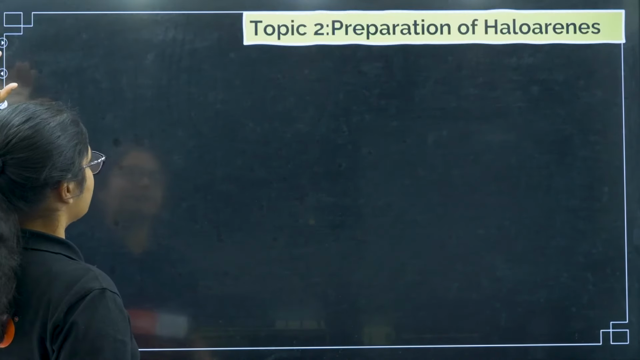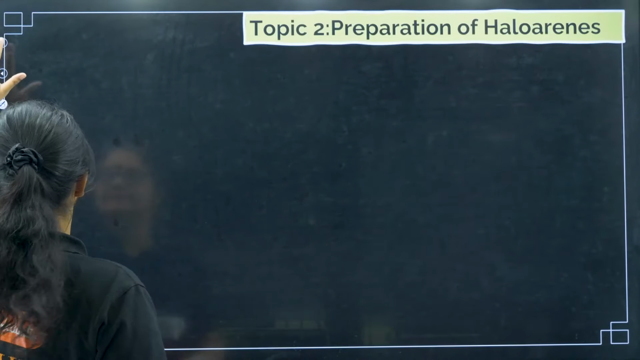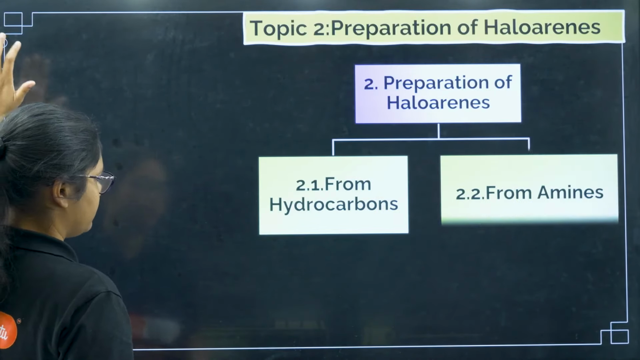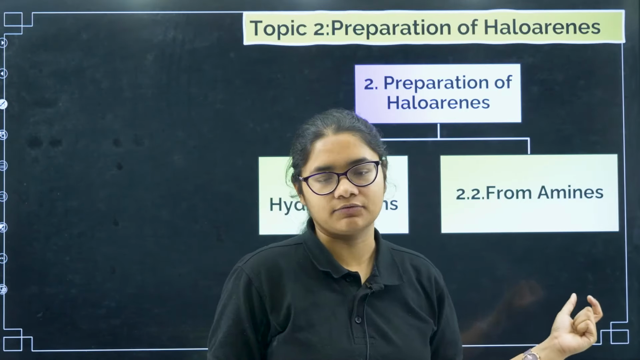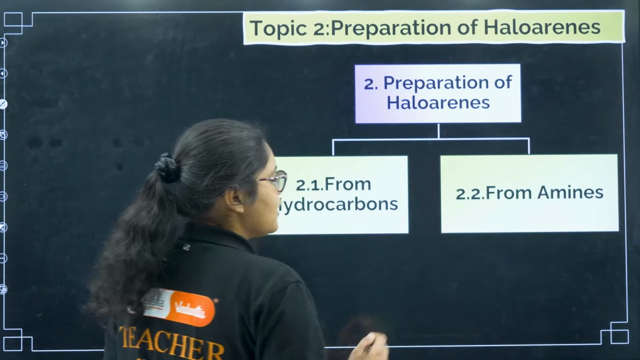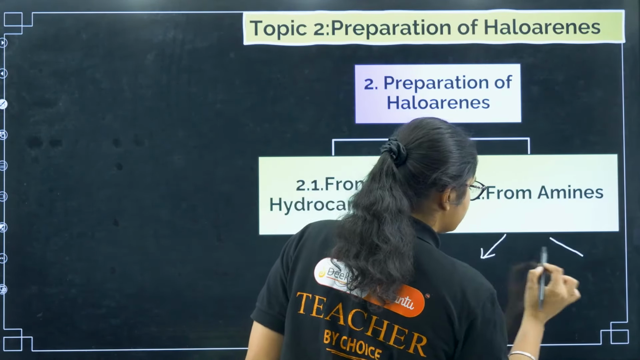Clear? Now we will go to the preparation of haloarenes. Here we just have two methods, so nothing much to remember. The first one is from hydrocarbons and the second one is from amines. Under amines again we have two reactions.